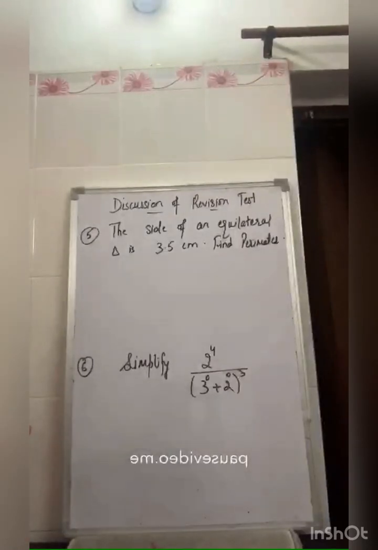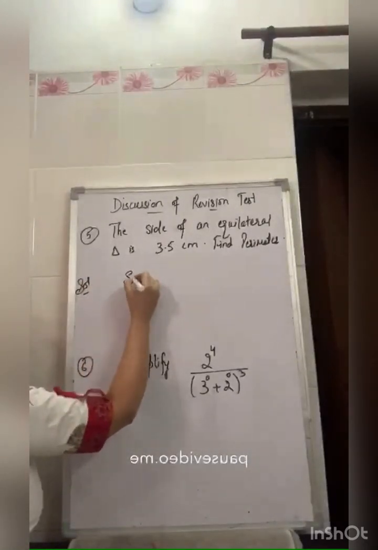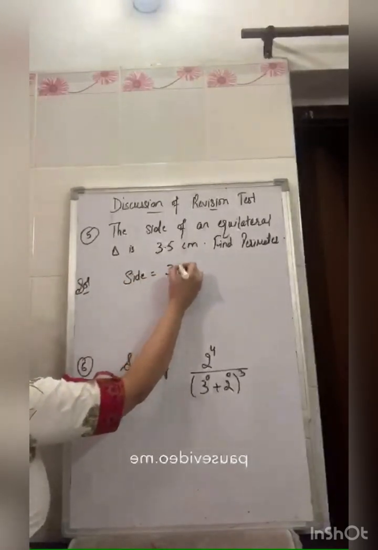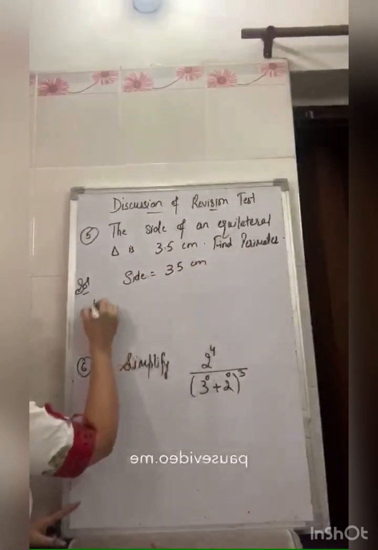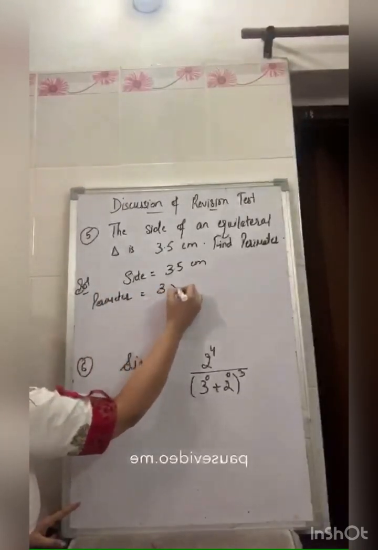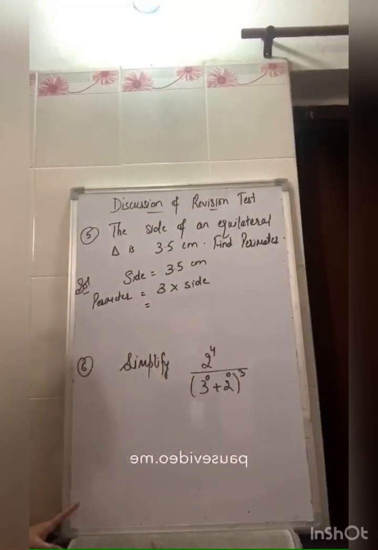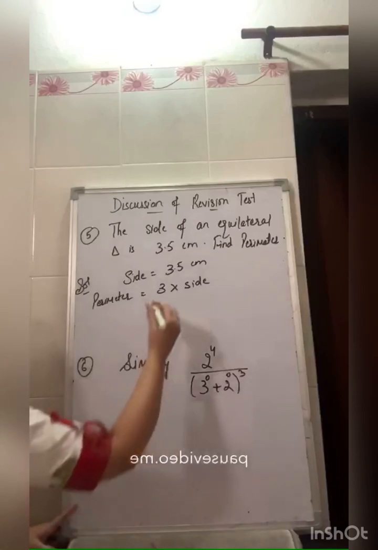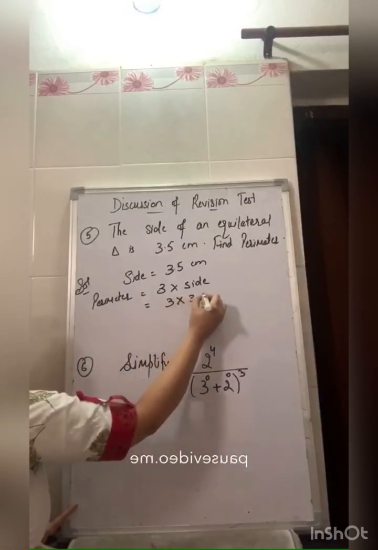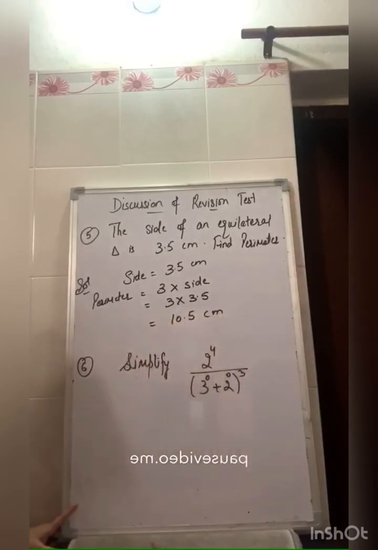See question number 5. The side of an equilateral triangle is 3.5 centimeter. Find its perimeter. So the side is 3.5 centimeter. Perimeter of an equilateral triangle is 3 multiplied by side. What is the perimeter? 3 multiplied by side. So 3 into 3.5, it will be 10.5 centimeters.